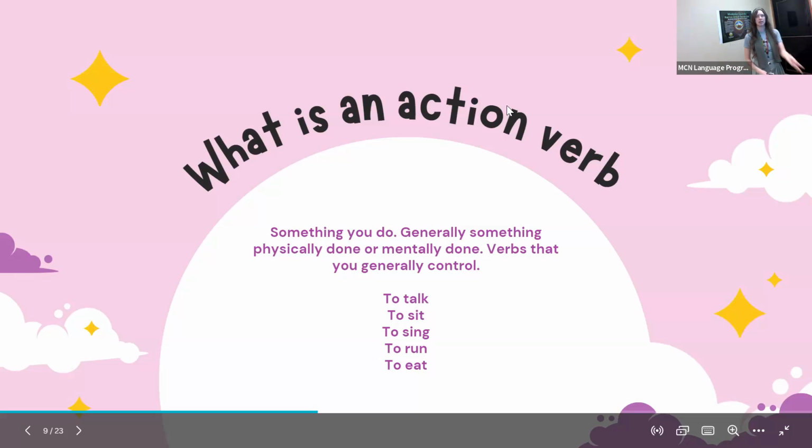And then to eat, that's something I have to physically do. I have to eat, I have to drink, right? So these are all things we control, we physically or mentally do, right? And the reason mental is important is because things like think, that's still something we control. It's something we're actively participating in, but it's in your head. You're not having to create something when you think. You can think in your head, but it's still an action.